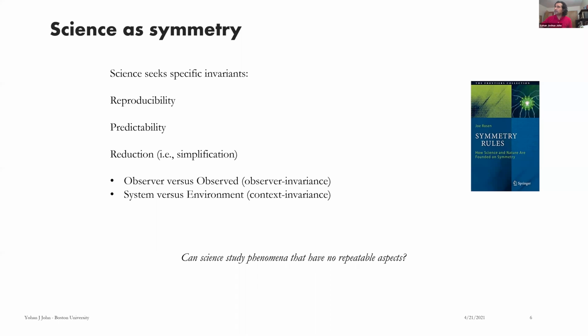But this can point you towards thoughts like, can science study phenomena that have no repeatable aspects? In some sense, something completely unrepeatable is imaginable, or at least it doesn't necessarily invade your sense of possibility. But from the perspective of symmetry, it's hard to say what one could do with such a thing.